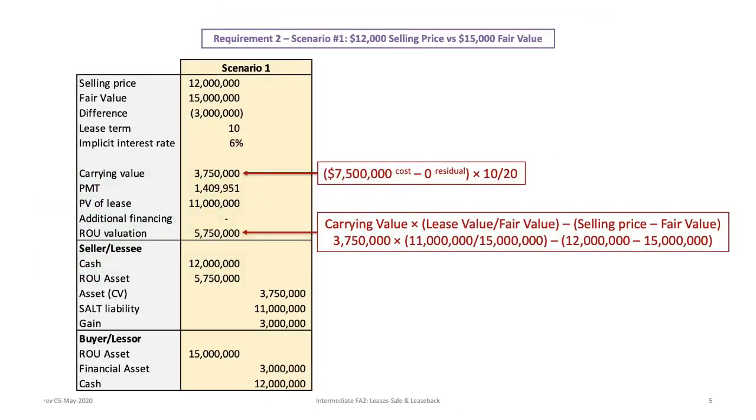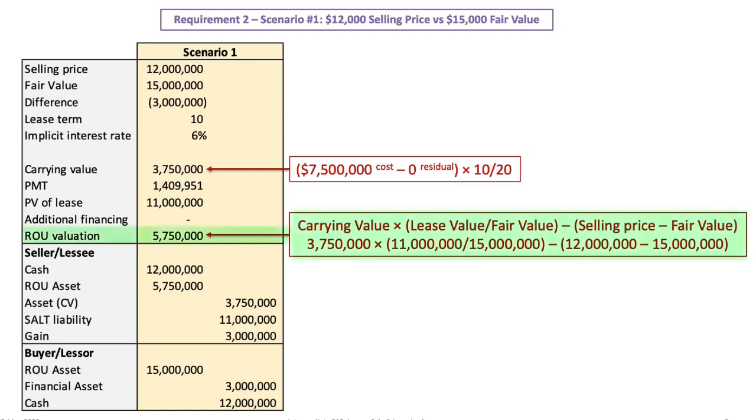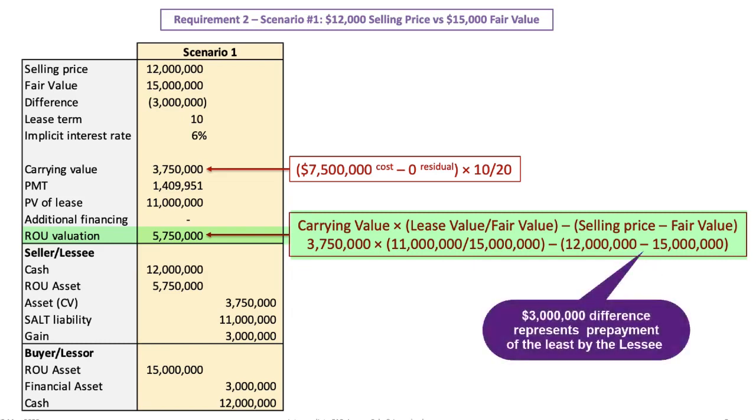Now we must calculate the right of use (ROU) valuation by taking the carrying value multiplied by the ratio of the lease value over the fair value, less the difference between the selling price and the fair value. So take $3,750,000 and multiply by 11 million divided by 15 million, then subtract the 12 million selling price from the 15 million fair value. That difference is negative 3 million. The result is an ROU valuation of $5,750,000. This ROU asset includes the $3 million difference between the selling price and the fair value, and is basically a prepayment of the lease payments.